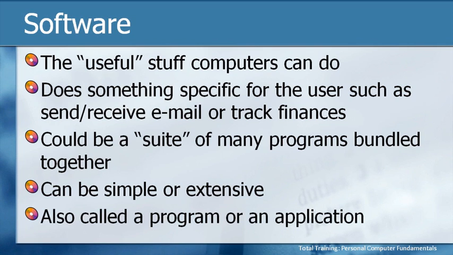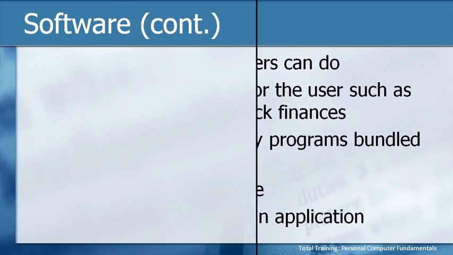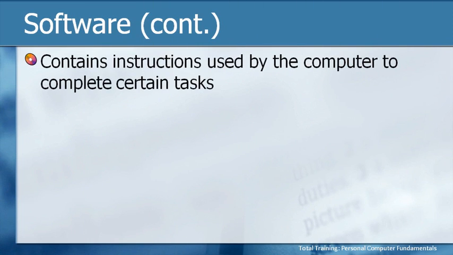Don't forget that software can also be called a program or an application. All three of these will be used interchangeably. What makes software work is that software contains some kind of programming in the background. Now, we're in a computer fundamentals class, so we certainly don't want to get into the different types of programming languages there are. But just know that that means that there are instructions that are used by the computer to complete certain tasks.